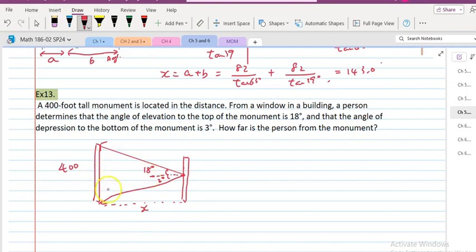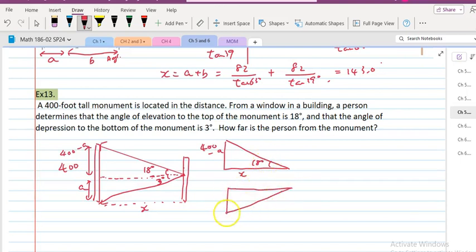Okay. So is there any side that we don't know? That we know, we don't know any. So we have 3 degrees, not 30 degrees, 3 degrees. Let's say this is A and then this is B. But A plus B is 400, so the other one is 400 minus A. So the total is 400. If this is A, then it's 400 minus A. And this is X. So let's look at the first right triangle, which is 400 minus A, and X, and 18 degrees. And then let's look at the second right triangle. It's like this, 3 degrees. But this is A.